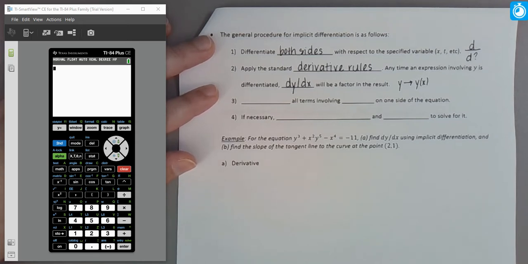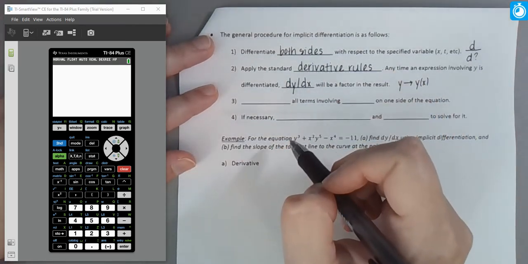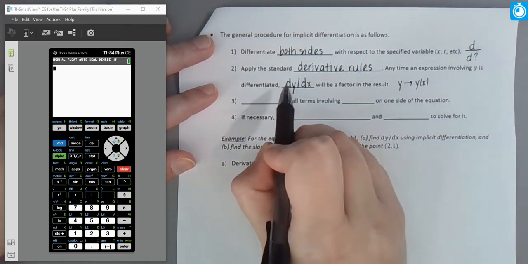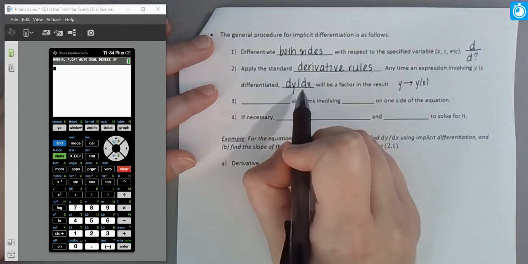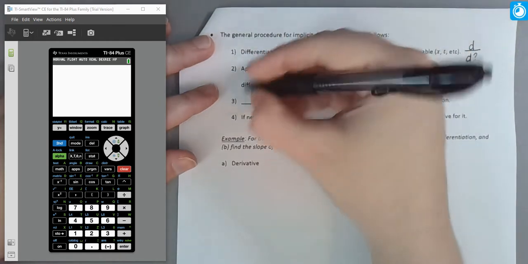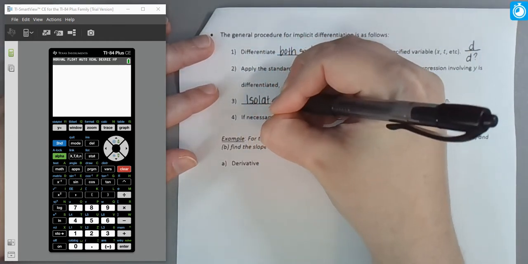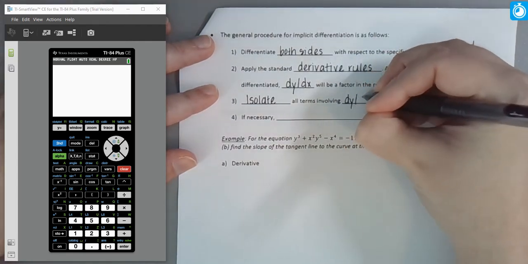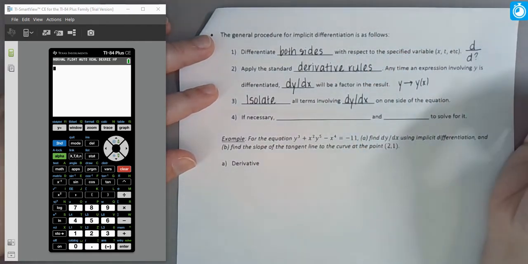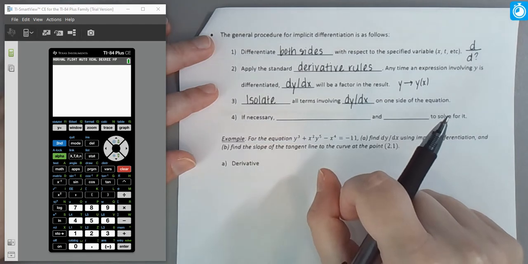So you may have more than one term that now has this expression in it. You want to identify all the terms that are going to have that expression contained inside of them, and then you want to isolate them. So get them together on one side. Isolate all terms involving dy/dx on one side of the equation, and then everything that doesn't have this expression goes on the other side of the equation.